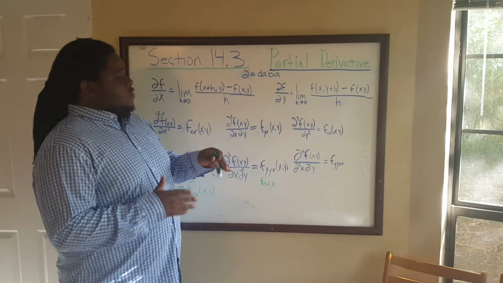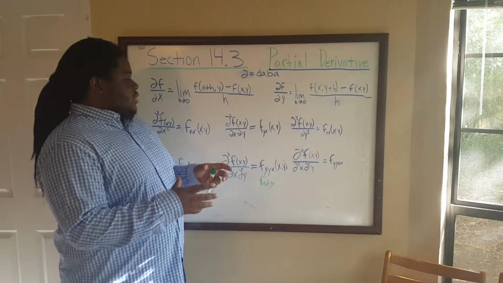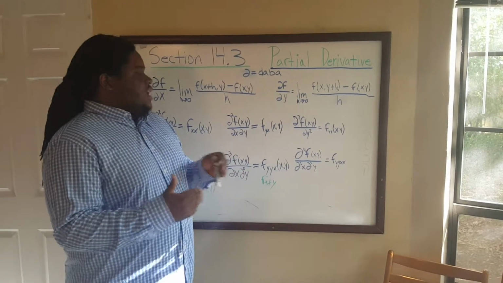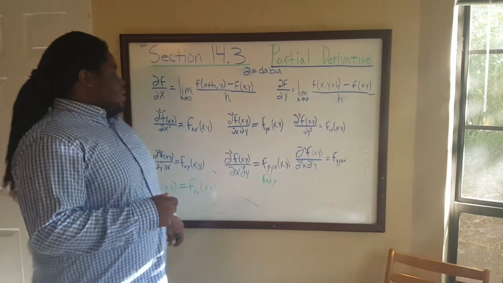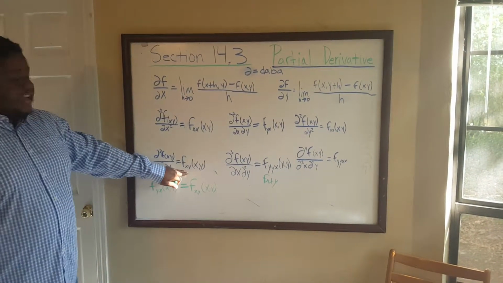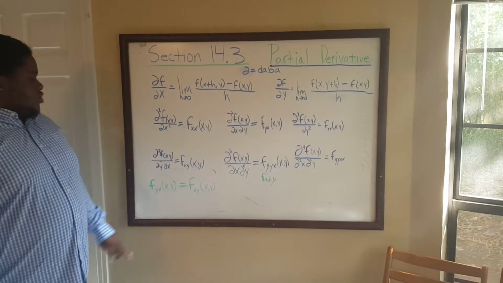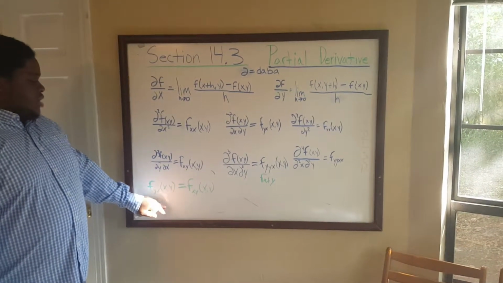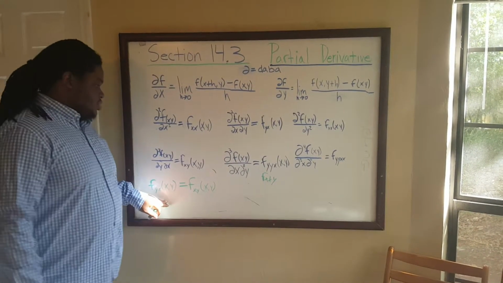Now, you can do second order with respect to y first. So you take the derivative with respect to y, and then you take that same derivative and take the second derivative with respect to x. And you can flip that and do x first and then y. And if you do those correctly, they should equal each other, the answers at the end.